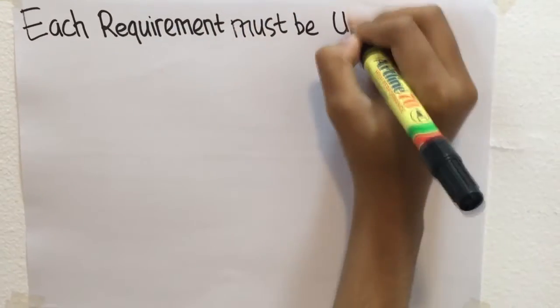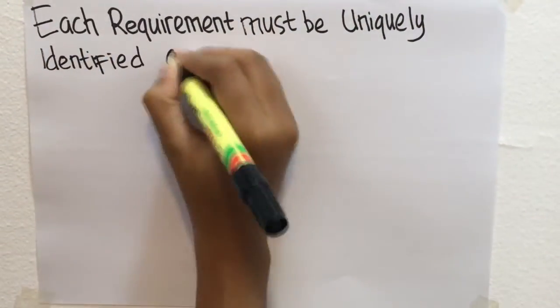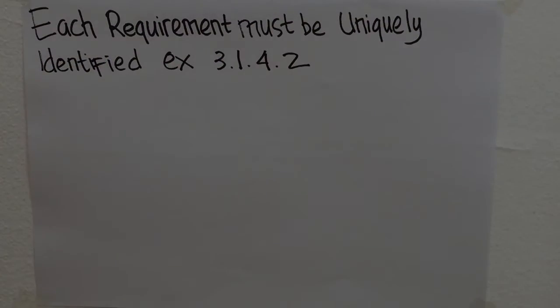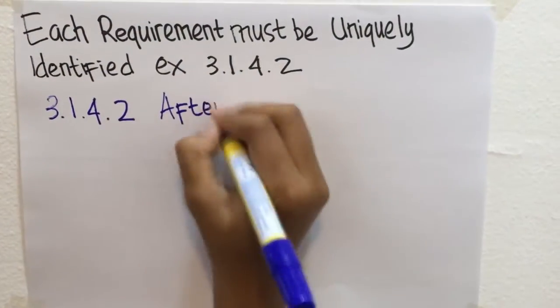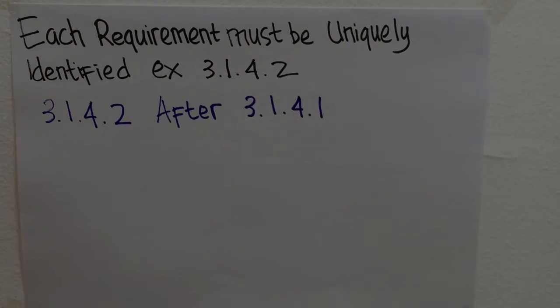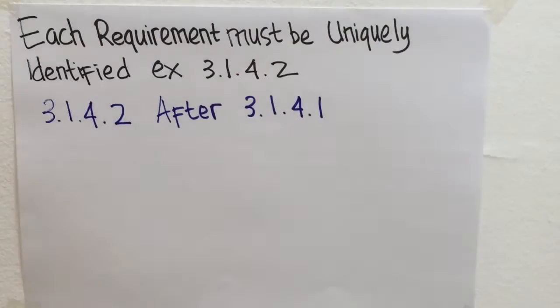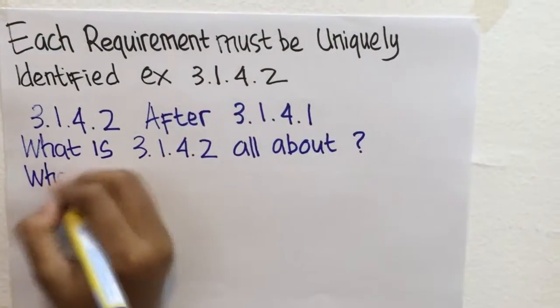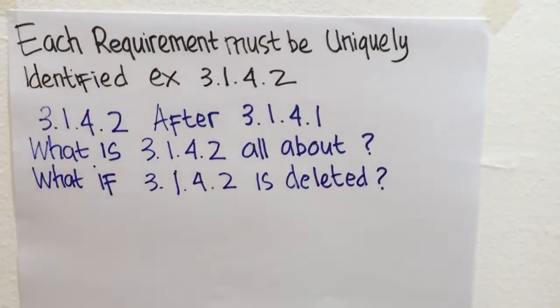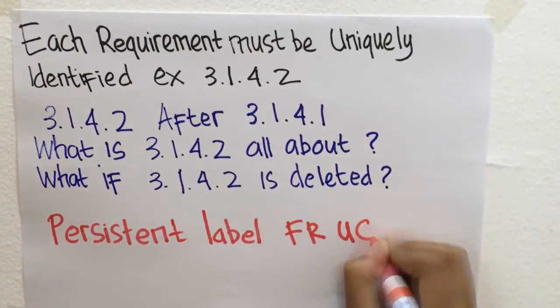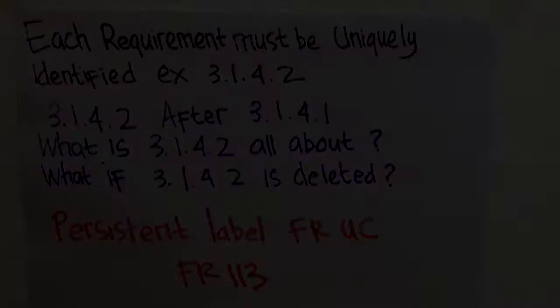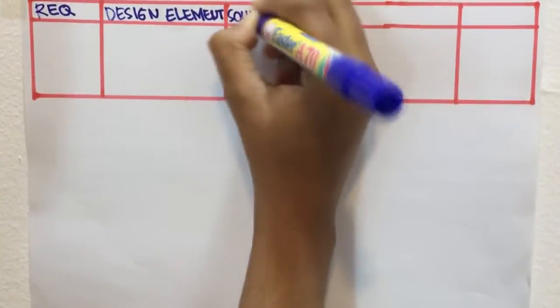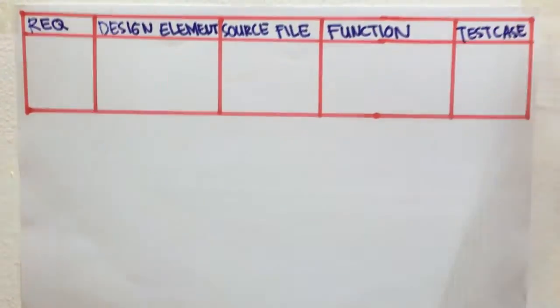Each requirement must be uniquely identified. For example, requirement 3.1.4.2 must come after 3.1.4.1. The requirement must state what it is all about, and what happens if it is deleted. It also should have a persistent label. These are examples of traceability in a requirement matrix.